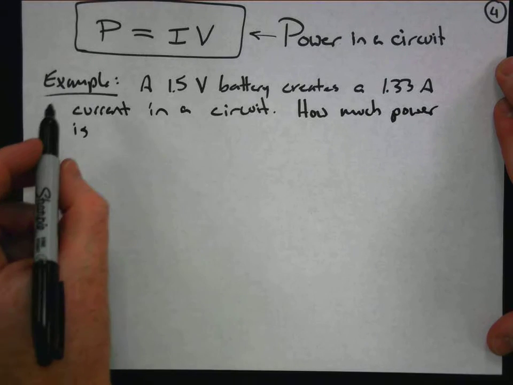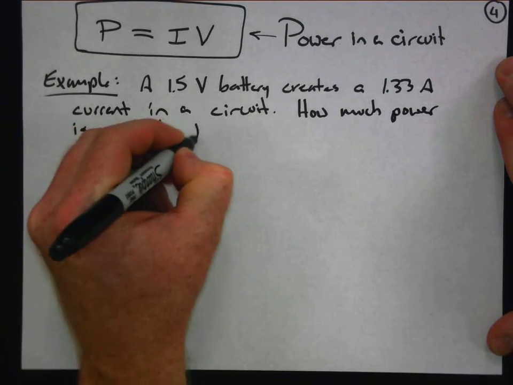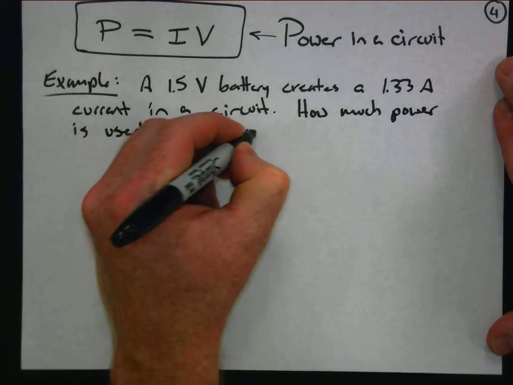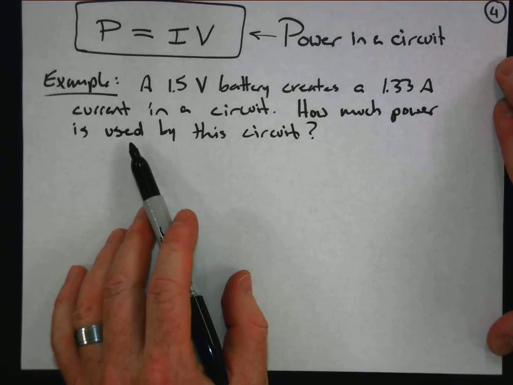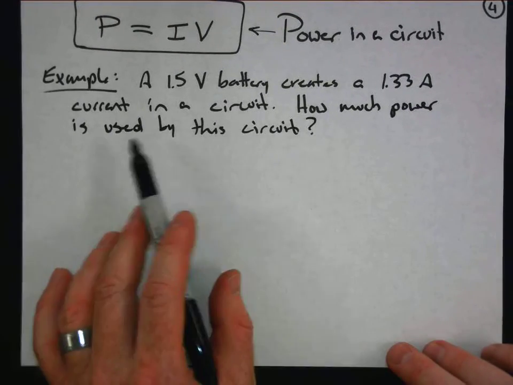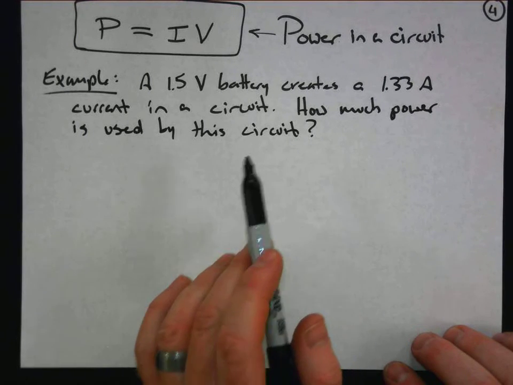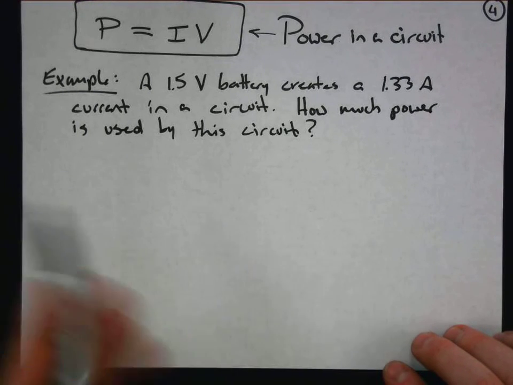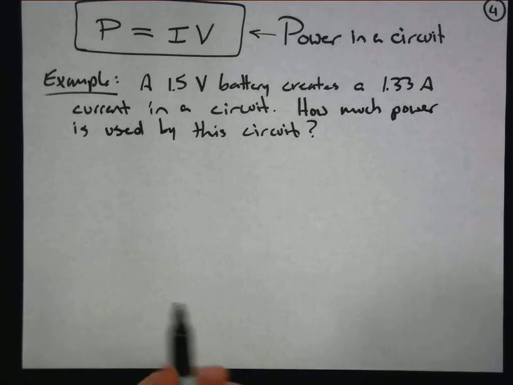Sometimes the wording is different: how much power is used by this circuit. Sometimes the wording will sound like this: how much power is dissipated by the circuit, or how much power is consumed by the circuit. That all kind of means the same thing, at least for our purposes here. So here's what I've got to do.